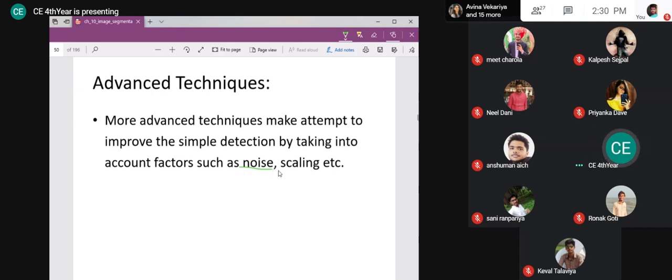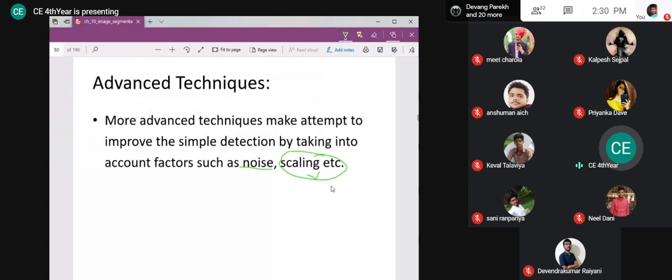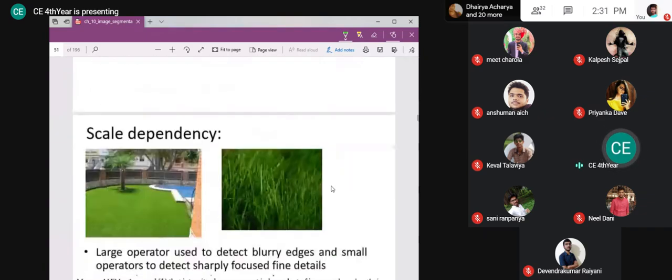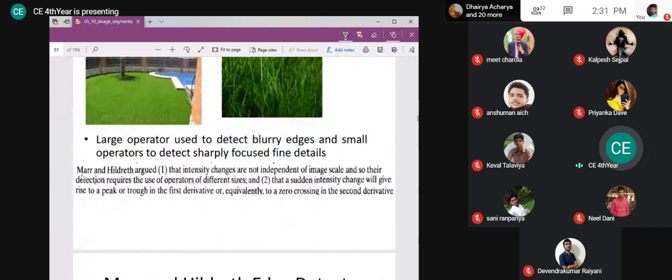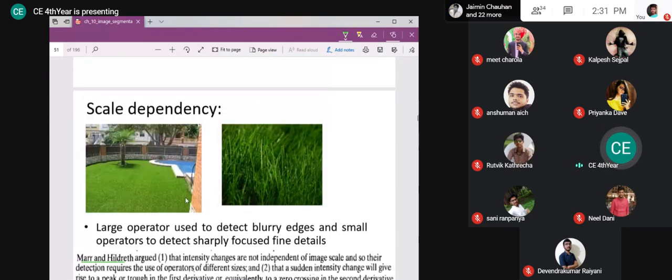The second issue was the scaling of the image, like whether it is zoomed in or zoomed out also matters. So that issue of scaling is new for us. Noise we can understand, we have seen it so many times, but the issue of scaling is new. Who proposed that idea, who brought that idea into the light? It was brought by Marr and Hildreth. They are two scientists, we can say. They worked on the segmentation part of image, and they concluded that image has scale dependency.